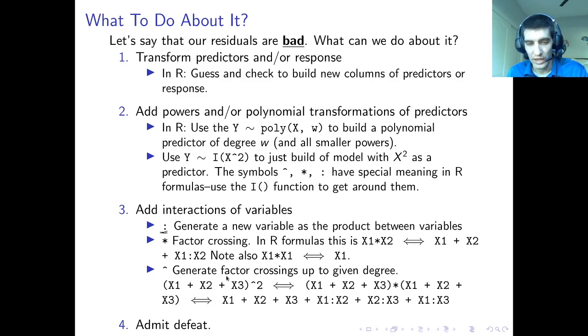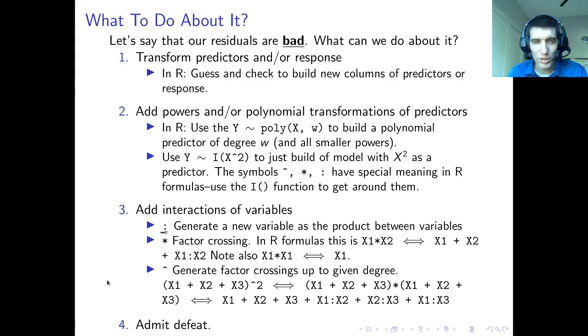For example, if I square this sum in an R formula, it will generate a factor crossing and sort of expand it out. It will generate an x1 term, an x2 term, an x3 term, and then their pairwise multiplications. You notice we have no terms of degree 2. This is what I mean about being careful. The goal with these symbols is to generate factor crossings, and this colon operator generates the product. So these are a bunch of things you can do.